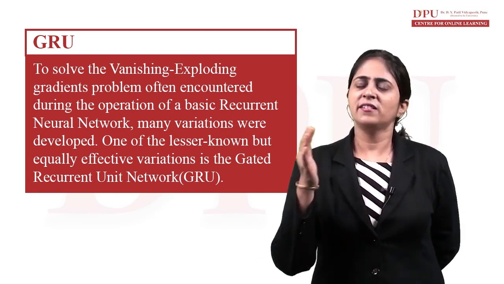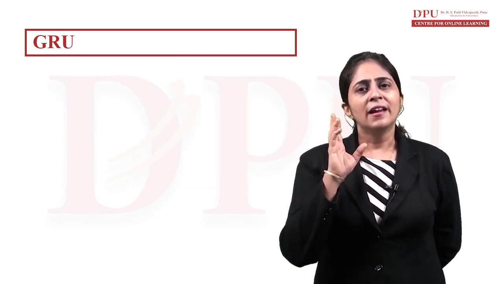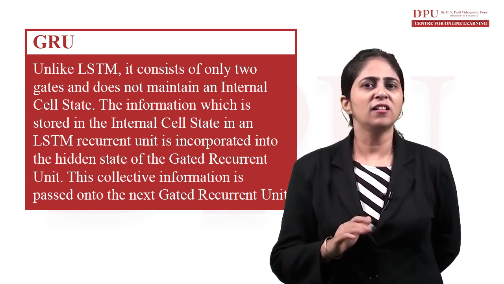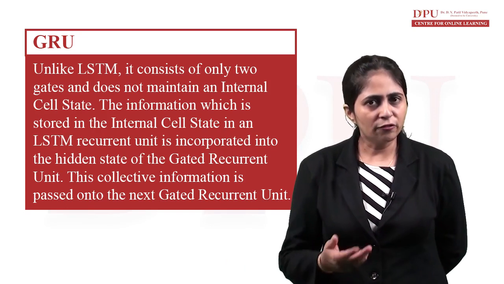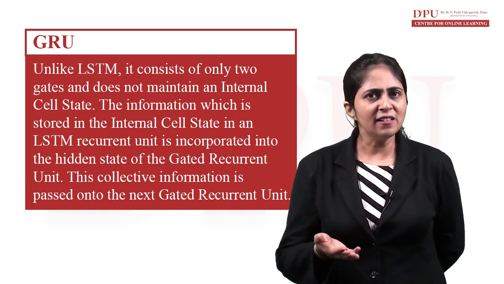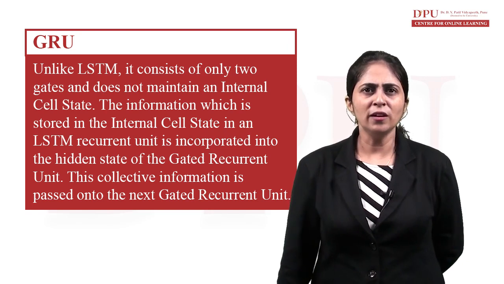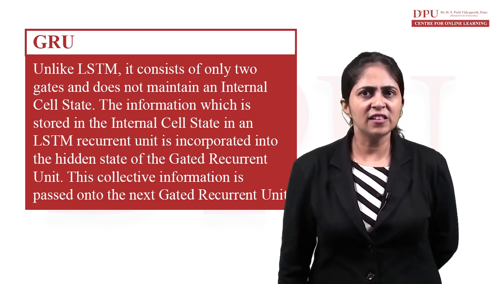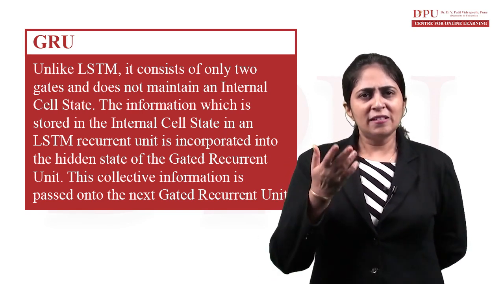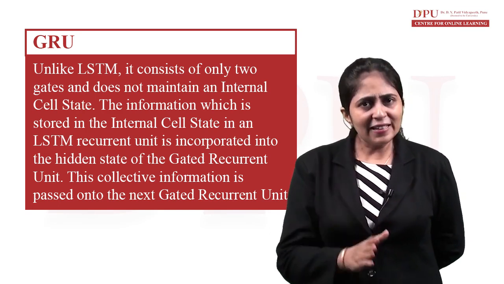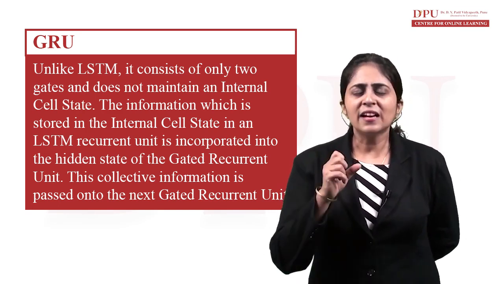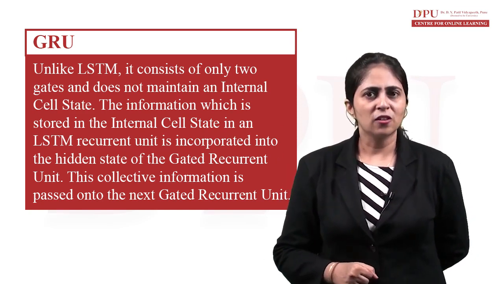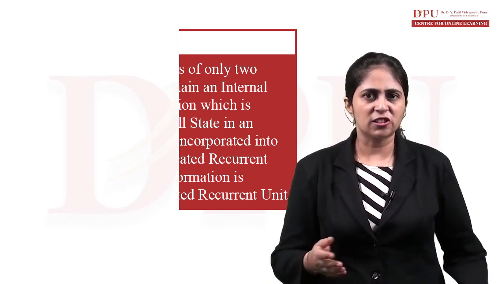The difference between LSTM and GRU is that our GRU consists of only 2 gates and it does not maintain the internal cell state. So the information which is stored in the internal cell state in the LSTM recurrent unit is incorporated into the hidden layer of our GRU. Now, this collective information is passed on to the next gated recurrent unit. So that is how our GRU functions.